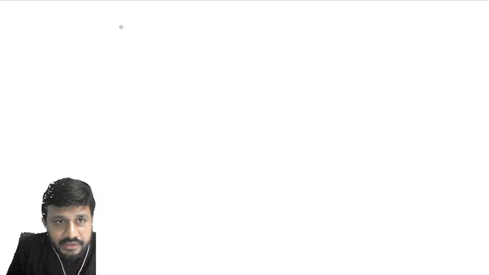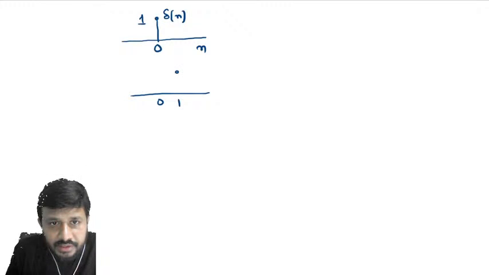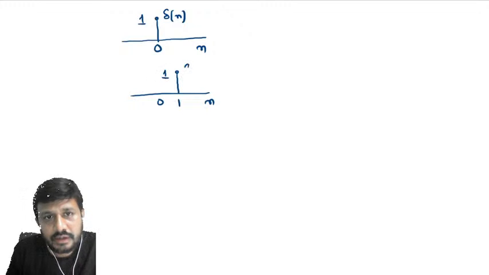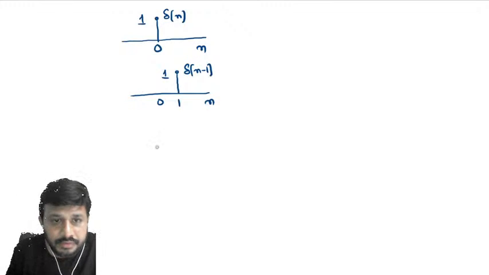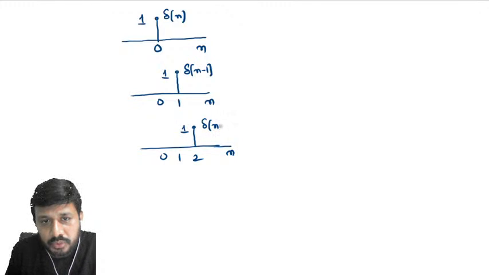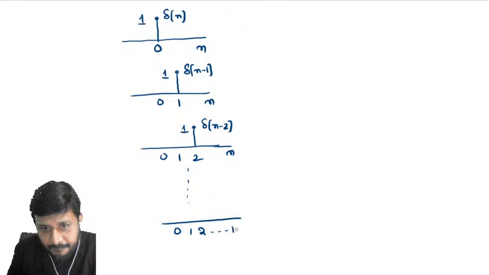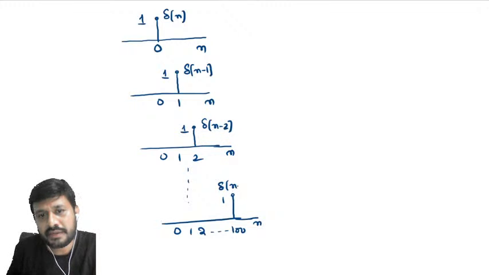Suppose I take this signal, what is the signal? Del of n. If I take this signal, what is this signal? Delayed version, del of n minus 1. Suppose if I take this signal, what is this signal? Del of n minus 2, and so on. If I take this signal, what is the signal? Del of n minus 100.